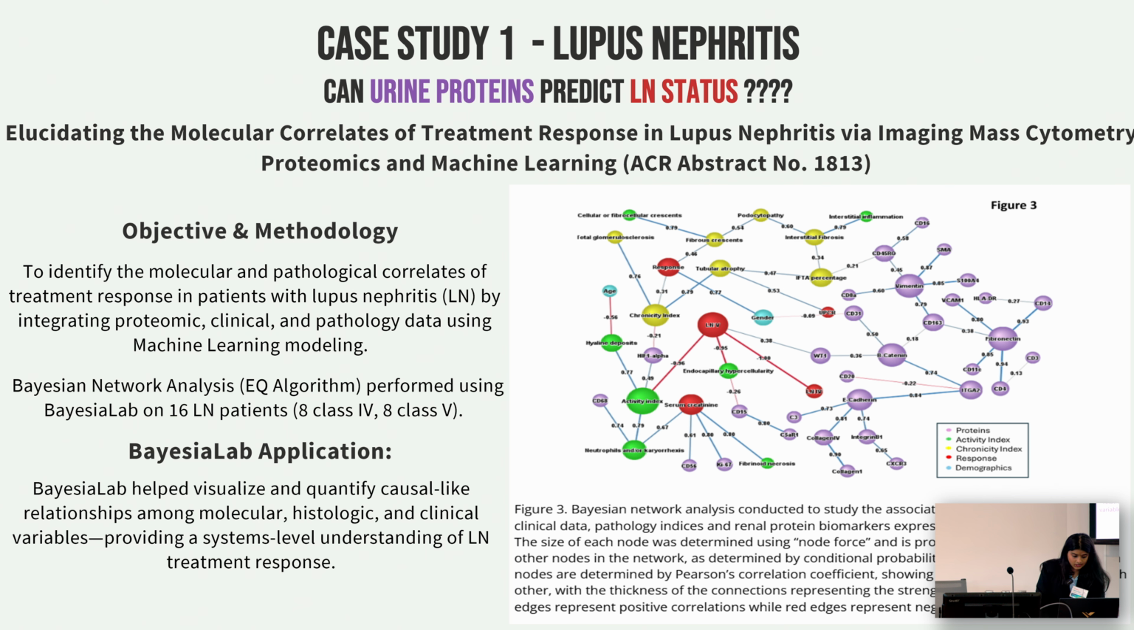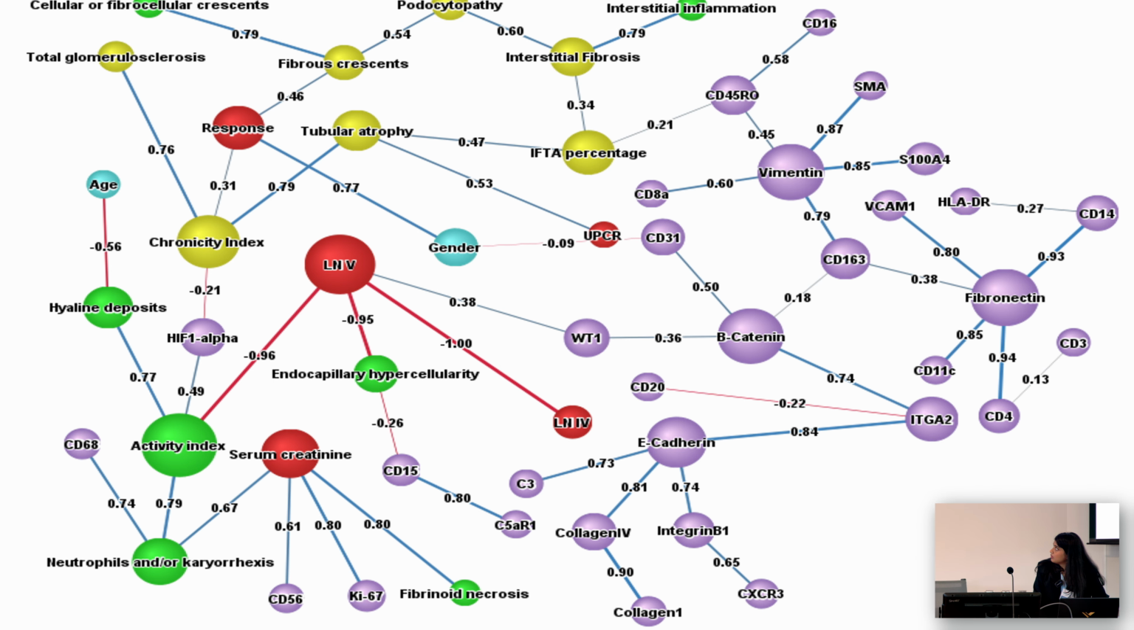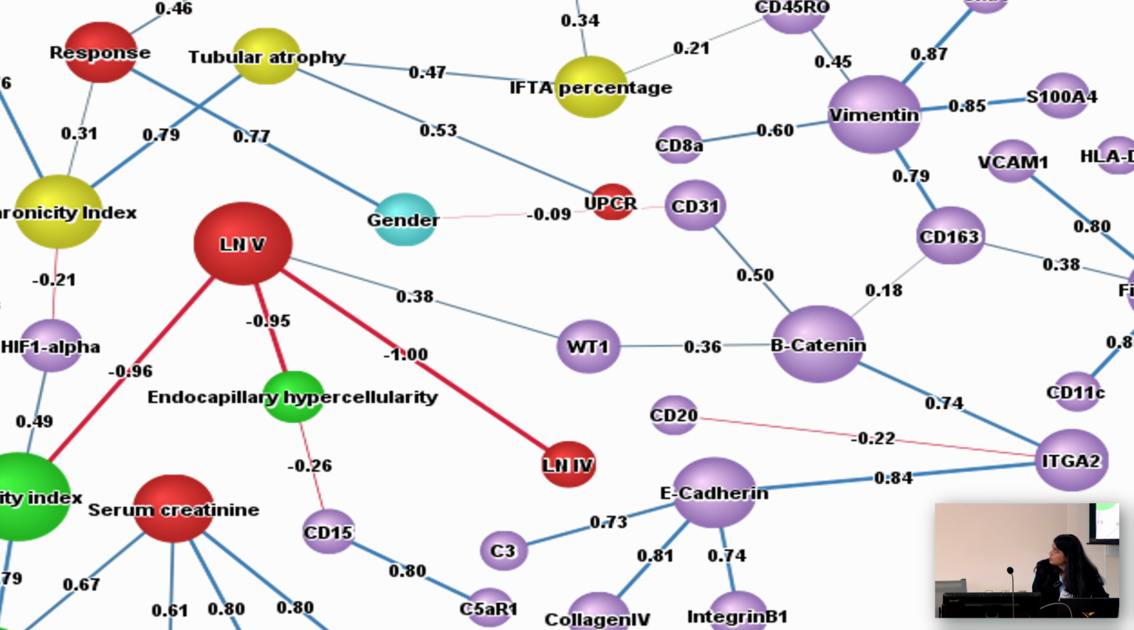We performed Bayesian network analysis using the EQ algorithm, which is unsupervised. This is the kind of network that we could see. We can clearly see that the LN5 has a negative correlation with endocapillary hypercellularity. And then we can also observe a group of proteins that are clustered together towards the end.